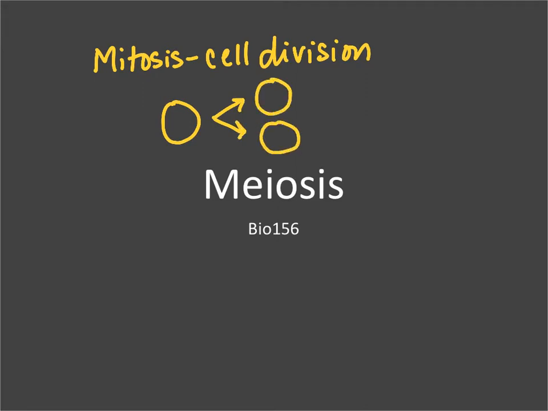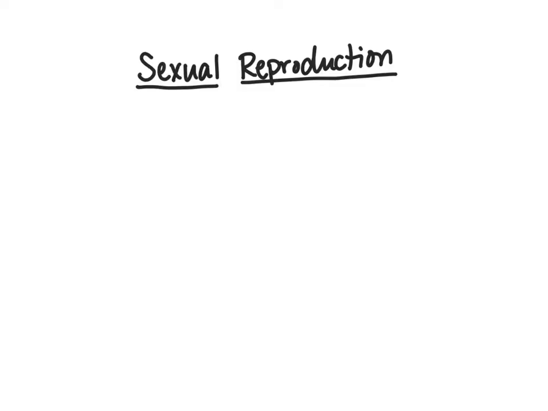Now, meiosis is also a form of cell division, but it happens in different cells and the outcome is different as well. So essentially, mitosis and meiosis are both associated with cell division, which is the process of one cell making new cells, but there are some significant differences between the two that we are going to address in this lesson. So before we get too far into talking about meiosis, let's do a bit of a review on sexual reproduction.